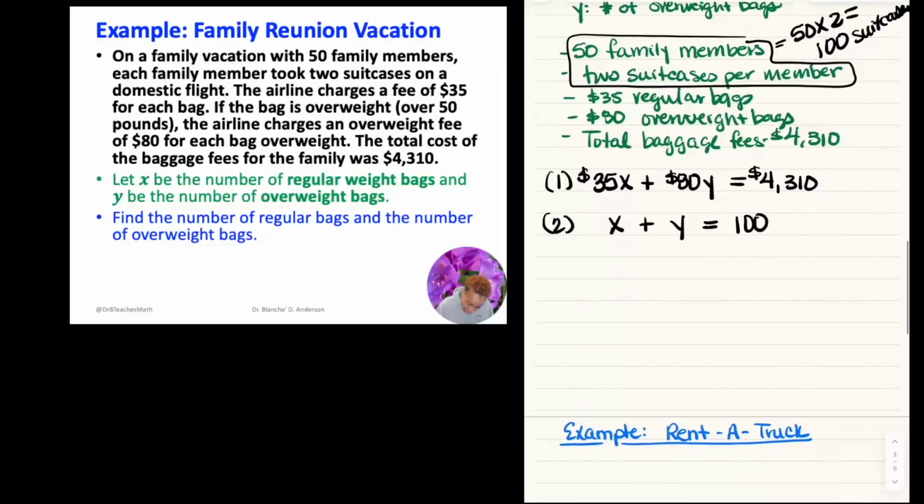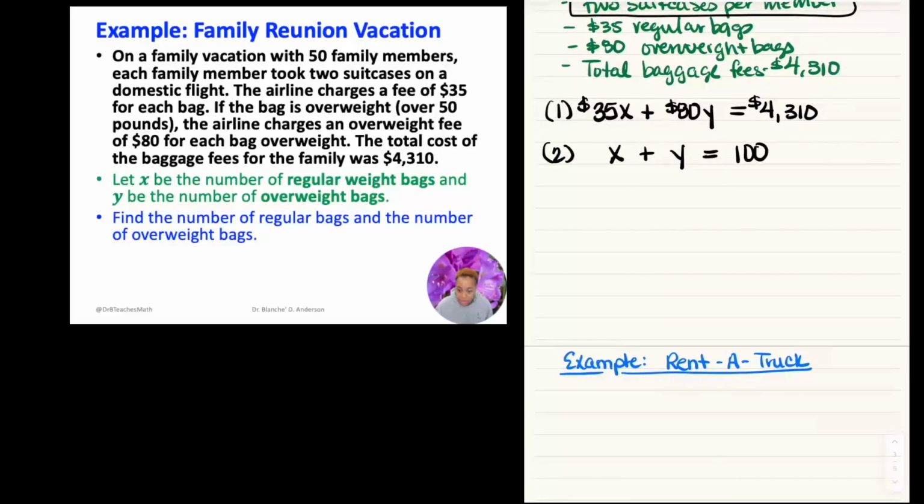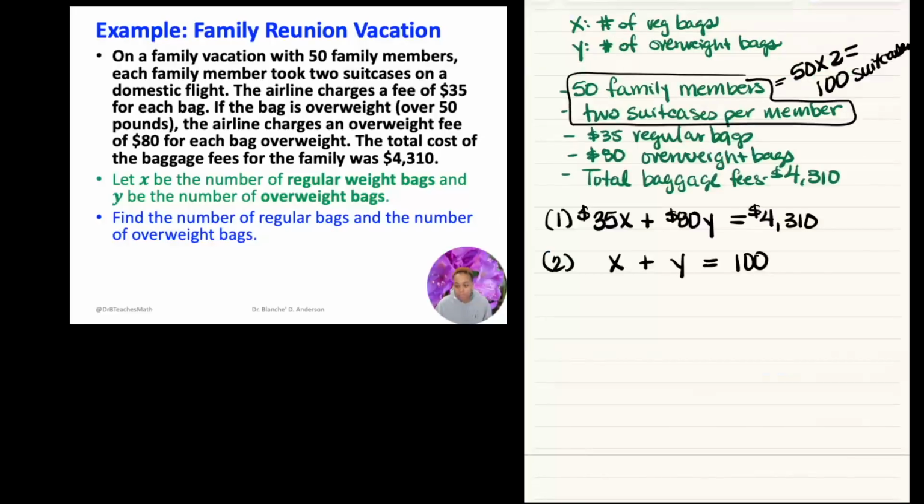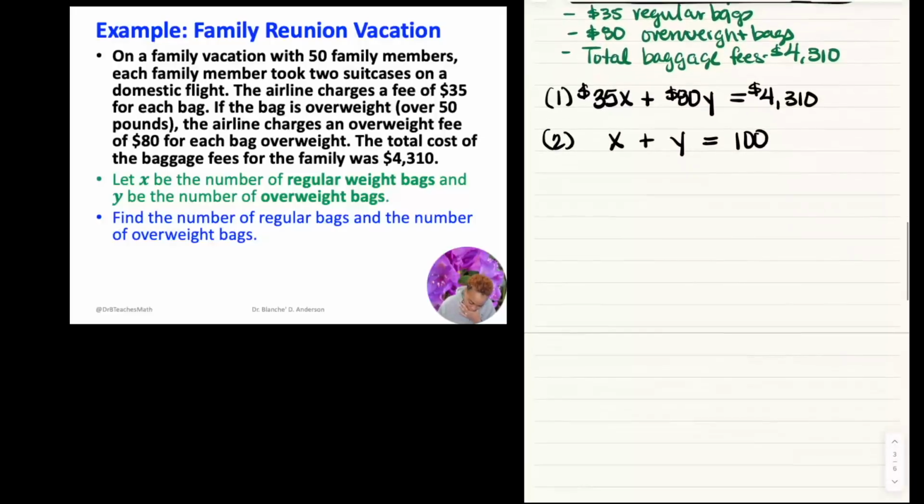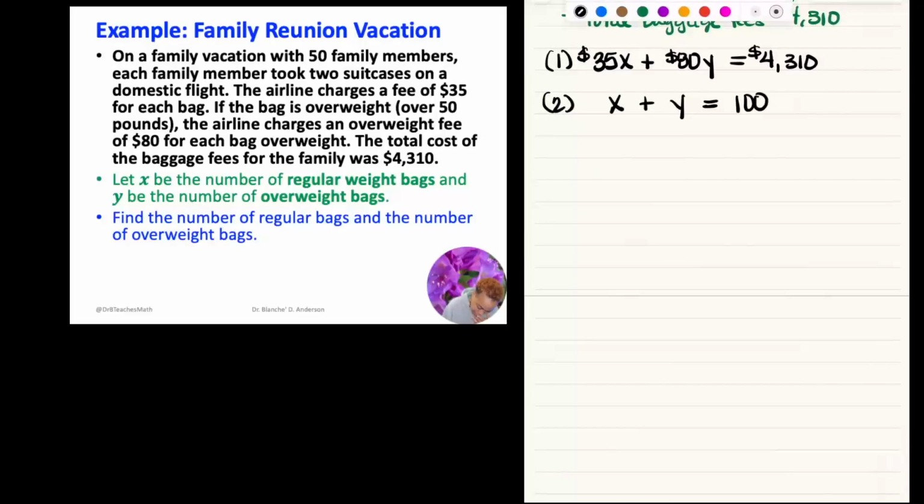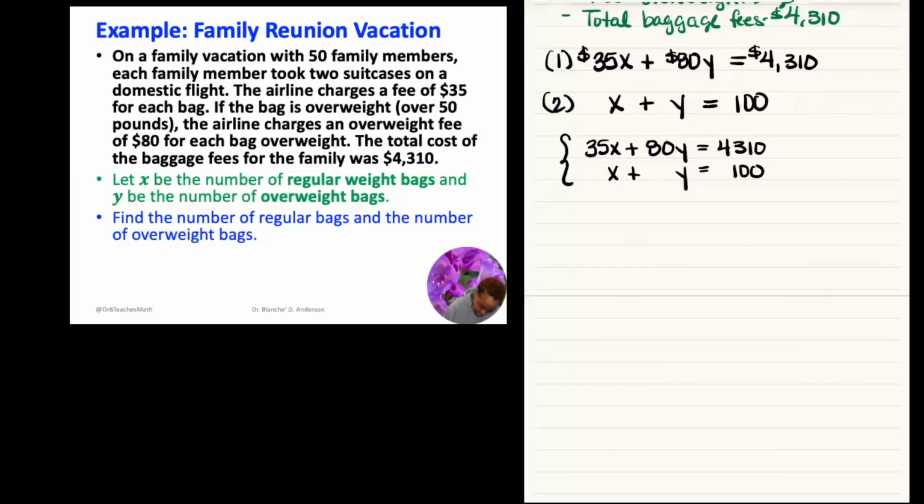All right. Same thing on this one, I'm going to do the substitution method and I'm going to do the elimination method. Let me write my system because we have everything we need. If I wrote it as a system, it would look like this: 35x plus 80y equals 4,310, and then we would have x plus y equals 100. That is our system.